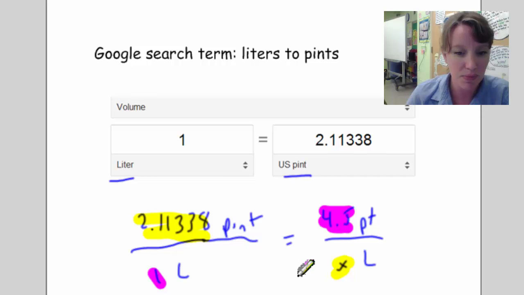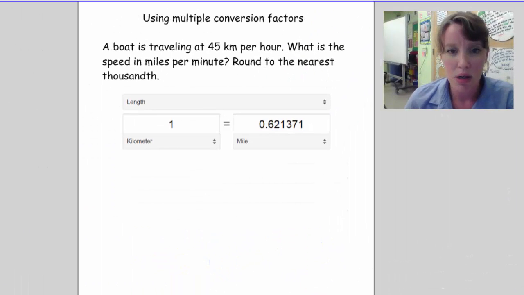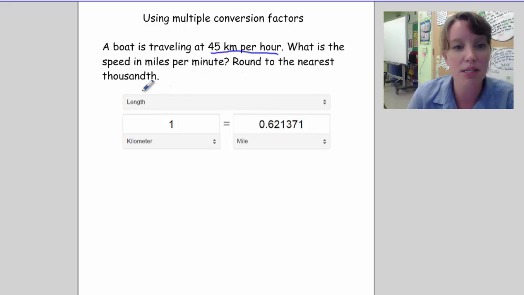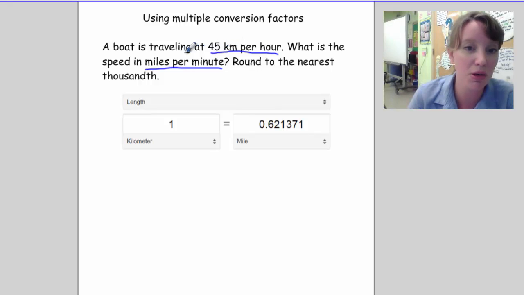I'd still be able to do the problem. Okay, now this is a problem where we're going to have to use multiple conversions. Let me change my pen here. Now, a boat is traveling 45 kilometers per hour. What is the speed in miles per minute? Okay, so we're changing two units here. We have to change kilometers to miles and hours to minutes.